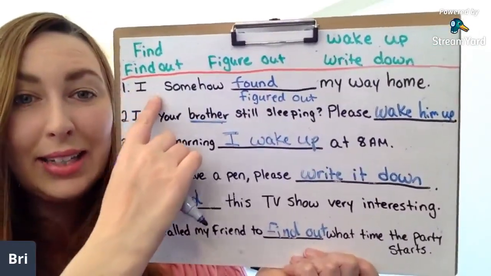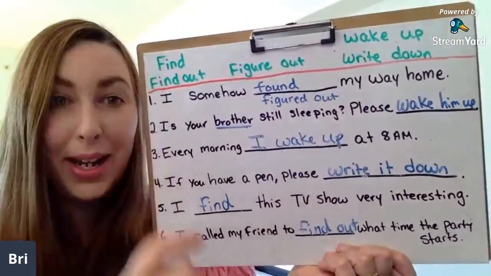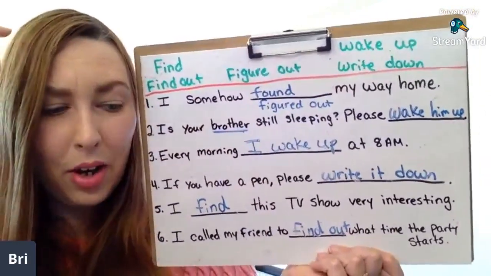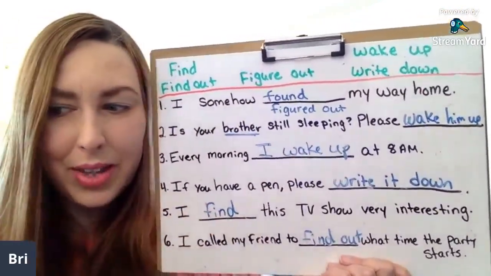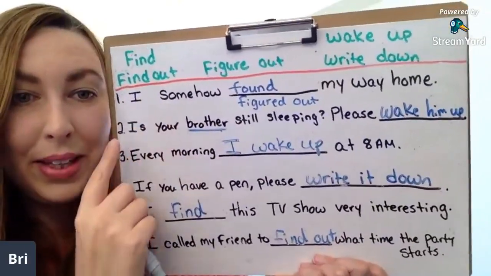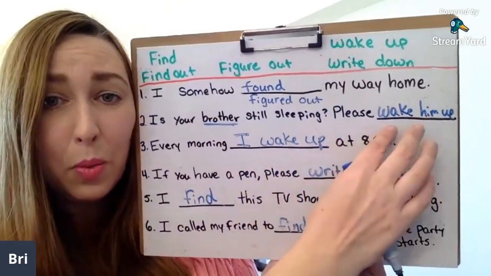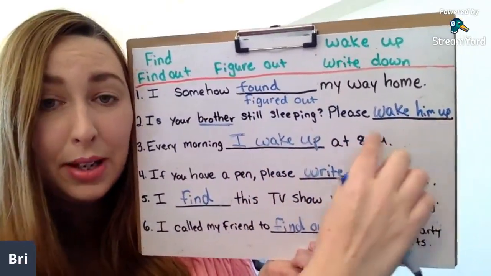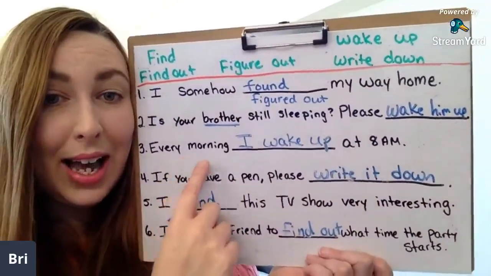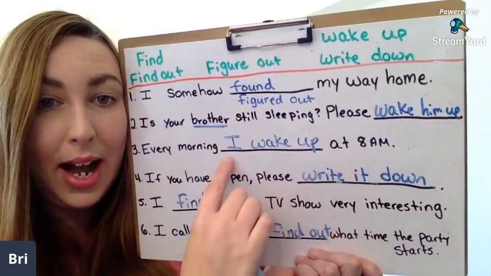Number 1, I somehow found my way home. Oh, there's my house. I somehow figured out my way home. If I go this way, if I go that way, I can go home. Okay, maybe I was lost. Number 2, is your brother still sleeping? Please wake him up. Every morning, I wake up at 8 a.m. We do not separate it here. I wake up.